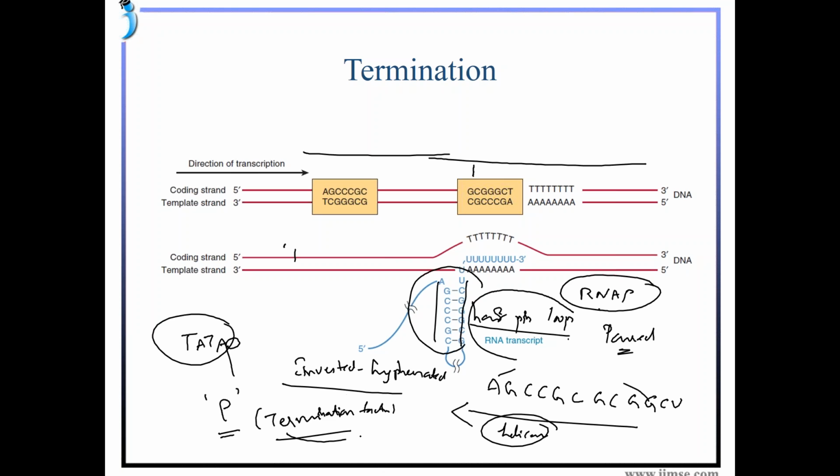So what is the function of the termination factor? It dislodges the RNA polymerase and it separates the newly synthesized mRNA strand from the DNA-RNA hybrid. So this is how termination happens.